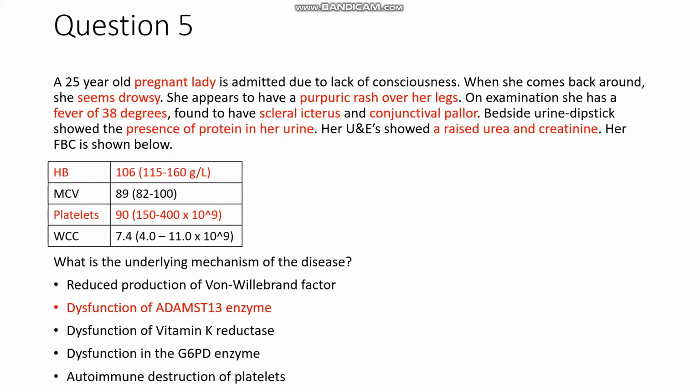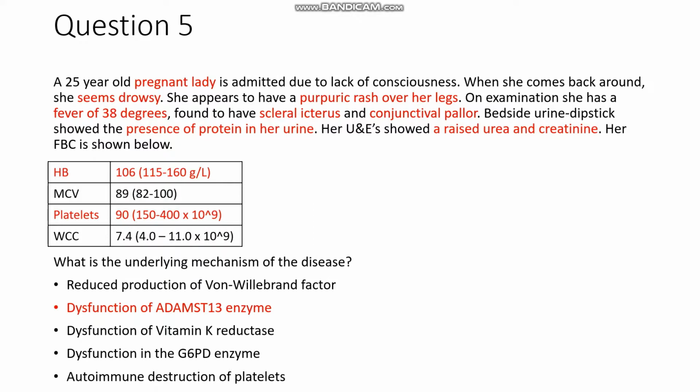Scleral icterus and conjunctival pallor. Scleral icterus, remember we said, is because she's got a lot of bilirubin in her blood, likely due to the fact that she's breaking down more and more red cells. And the conjunctival pallor, again, is showing that she's lacking in red cells, leading to an anemia.